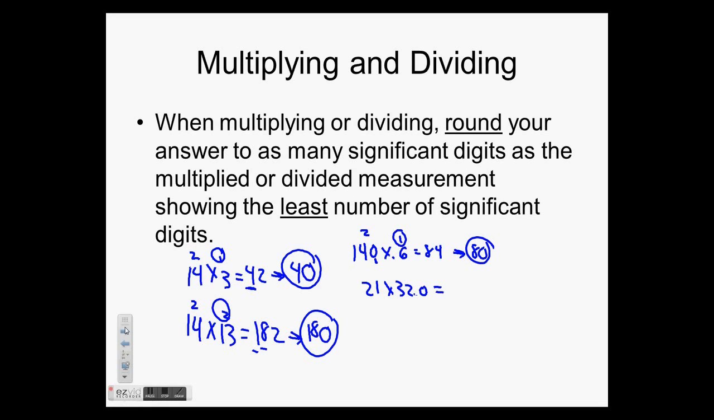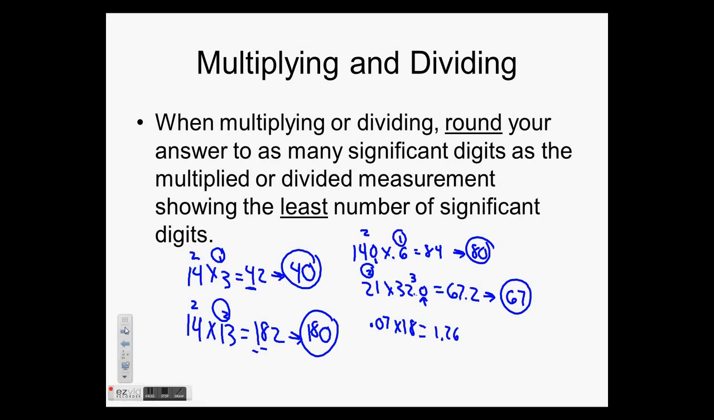Okay, how about 21 times 32.0? Okay, multiply that out, and I get 67.2, it looks like. 21 has 2 significant digits. 32.0 has 3. Okay, the zeros to the right of the decimal in the number. So my answer can only have 2. So 67.2 would round to 67 with 2 significant digits.